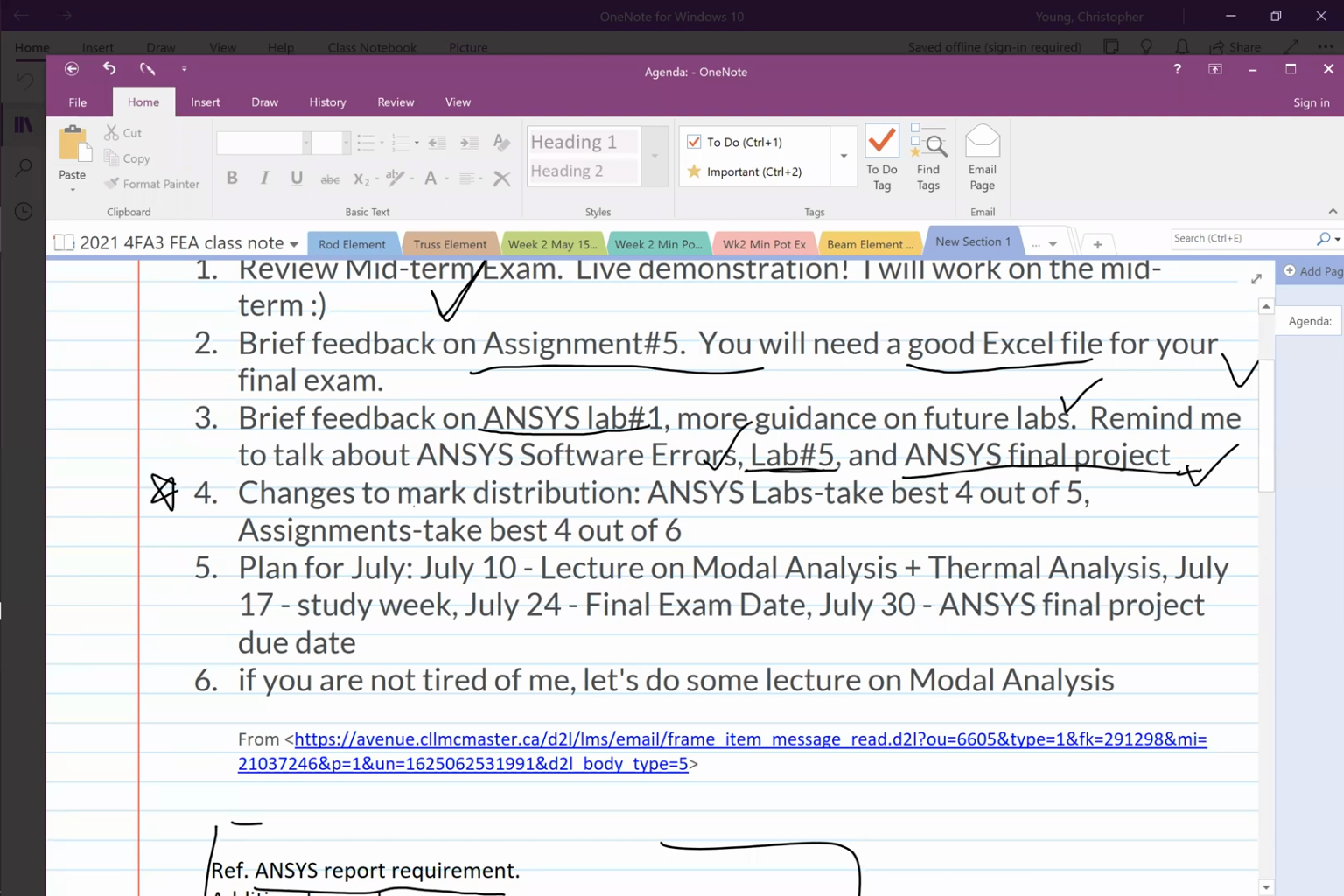There's some changes to the mark distribution. For the ANSYS labs, I will take the best 4 or 5 for now. It depends on the progress. I might take less, but for now, because some of you do not have time to finish all labs, once you finish 4 and you're confident you're good enough, you can drop lab 5, because I'll just take the best 4 or 5.